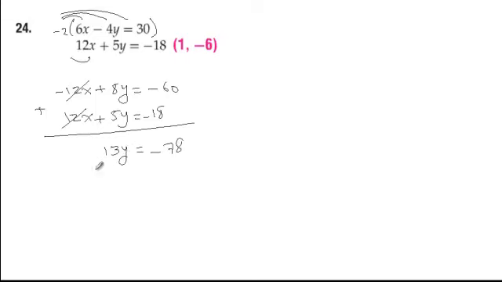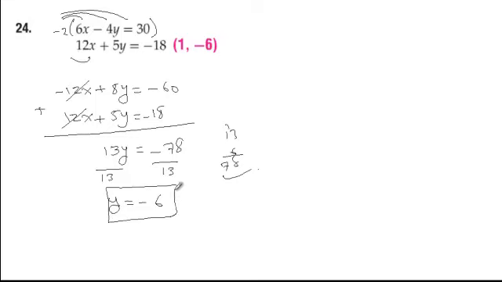Minus 78, let's divide by 13, divide by 13. So you get y equal, so 6 times 13 equals 78, I guess. 13 times 6: 6 times 3 is 18, 6 times 1 is 6 plus 1 is 7. Yes, that's correct. But don't forget we have minus signs, so we write minus 6. So y equals minus 6.